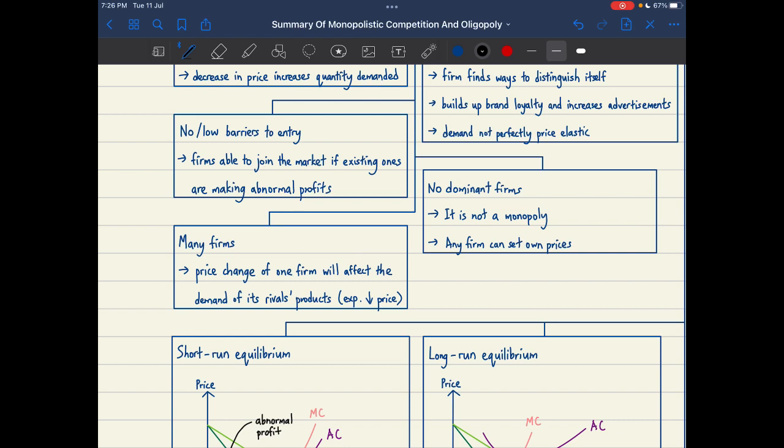All right. So with a decrease in price, people who are deciding to buy the computer that costs 2,500 will end up switching to the computer that costs only 2,400. All right. And then in a monopolistic competition, there's no dominant firms, so it is not a monopoly, and any firm can set prices.